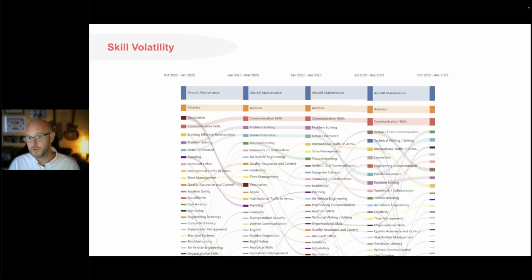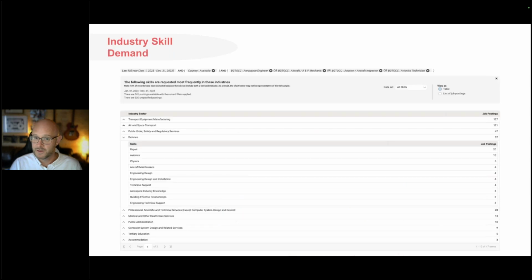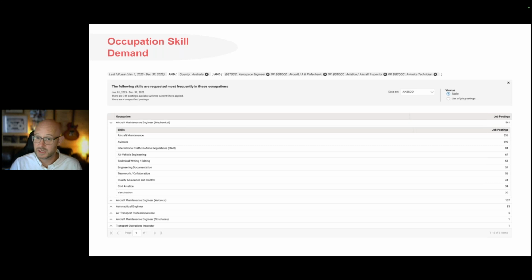The skill volatility report was added to Labour Insight last year and provides a really clean visual depiction of skill demand over time. This Sankey chart has proven to be really popular and is often used to demonstrate curriculum considerations to faculty heads and management. The industry skill demand report enables you to dig deeper into the skills requested in different industries, while the occupation skill demand report gives you that same intelligence but shows skill demand difference for each occupation.